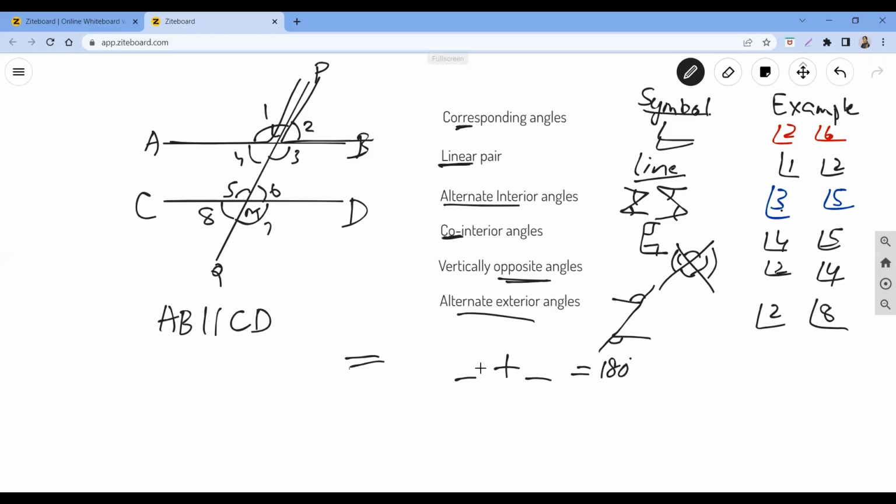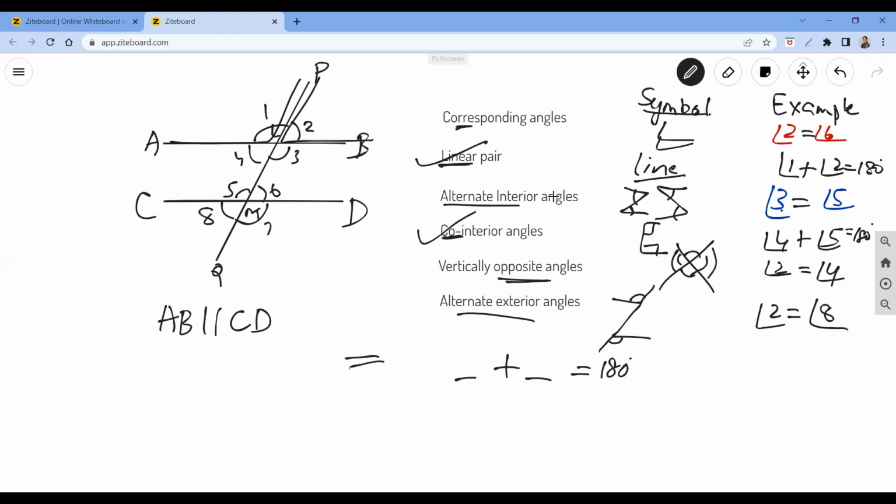We will just start with the sums which will give you 180. The linear pair and the co-interior. Only these two, when you add them up, become 180. Remember this one thing, that's all. Linear pair, which makes a line, and which is a C. These two only add up to 180. For the rest, if it's a corresponding angle, it will be equal. If it's an alternate interior angle, it will be equal. If it's a vertically opposite angle, it's equal. Alternate exterior angle, that's equal.